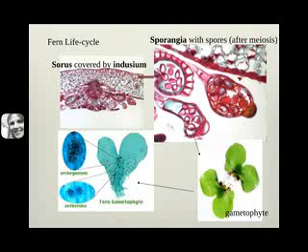And here's a blow up of a sporangium with the spores inside. See these little spores? This is after meiosis has occurred. So now these spores are haploid, or 1N. Before meiosis, they would be diploid, right? So now they're haploid spores, and they will mature into the new gametophyte generation of the fern.